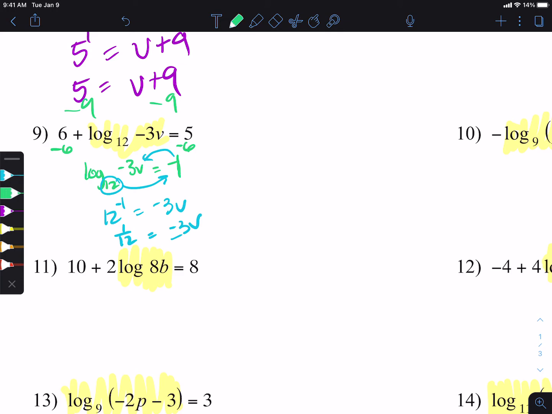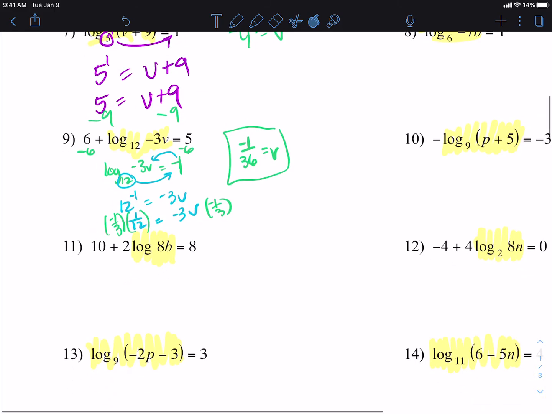Right? We're trying to get the v by itself, so that means I need to divide by negative 3. Now that's really the same thing since I have a fraction on this other side. Instead of thinking dividing by negative 3, I'm going to think, well, I'm timesing by negative 1/3. So if I times by negative 1/3, remember to multiply straight across. So negative 1 times 1 is negative 1, and 3 times 12 gives us 36. So then we would get negative 1 over 36 equals our v.